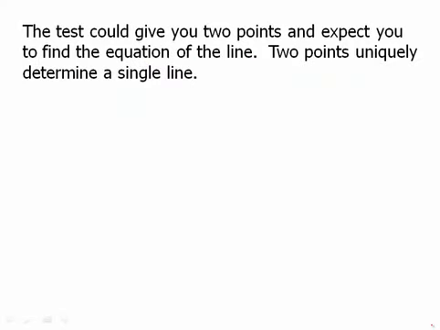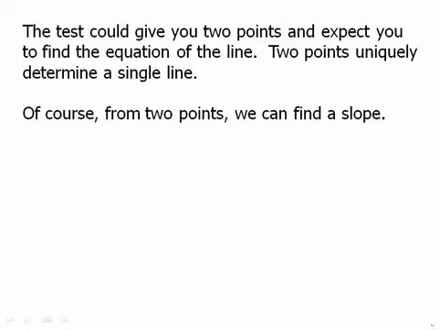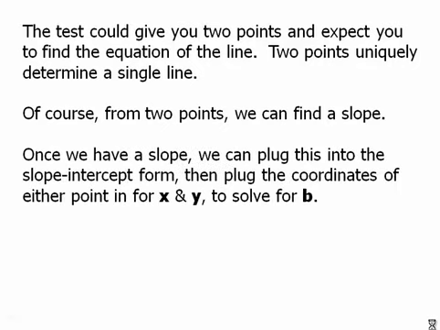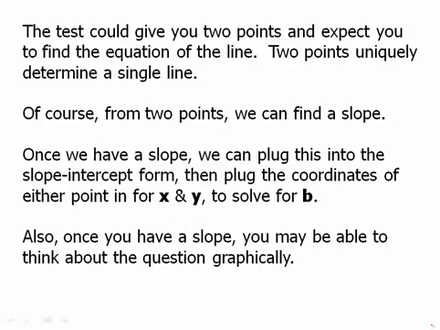The test could give you 2 points and expect you to find the equation of the line. 2 points uniquely determine a single line. So if you're given the 2 points, what do you do? Well, of course, from the 2 points, we can always find a slope. And then once we have the slope, what we'll do, we'll plug either one of those points, it doesn't matter, for the x and the y in the equation, plug the slope in. We can solve for b, and then we have full slope-intercept form. Once you have the slope, you may be able to think about the question graphically as well.